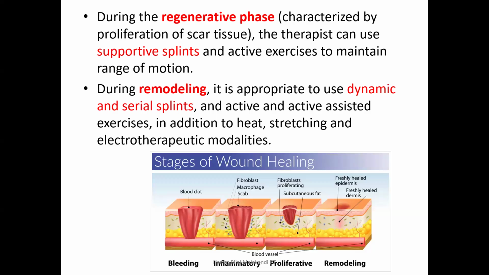The last stage, which is known as the remodeling, वहां पे हमने supportive splint के बजाय dynamic splint, the therapist should use the dynamic splint. सपोर्टिव स्प्लिंट और डायनामिक स्प्लिंट में यही फर्क है कि सपोर्टिव स्प्लिंट में थोड़ी सी रिस्ट्रिक्शन होती है, डायनामिक में the patient can do all types of exercises. सो यहाँ पे एक्टिव एंड असिस्टिव एक्सरसाइज के साथ साथ स्ट्रेचिंग एंड इलेक्ट्रोथेरेपेटिक मोडलिटीज या हीट थेरेपी, ये भी यहाँ पे हम यूज कर सकते हैं। So these are some of the recommendations during the inflammatory phase, the proliferative or the regenerative phase, and the remodeling phase.